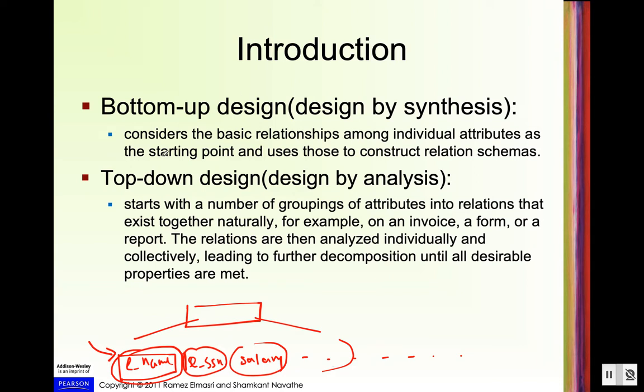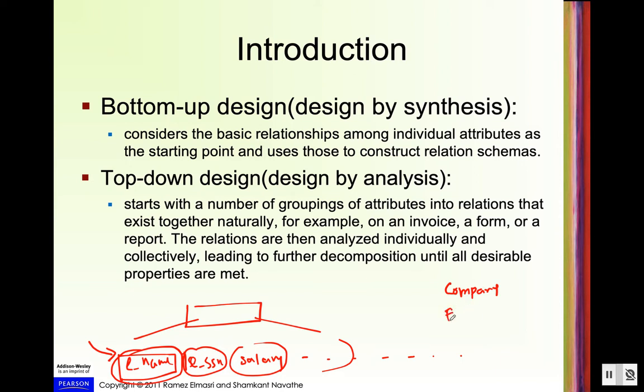Okay, but top down design is a different approach. It is known as design by analysis. That starts with a number of groupings of attributes into relations that exist together naturally. For example, I'm thinking about a company database. Now I can think about that my company database has, okay, my company database has, actually, what is the main idea to store in the company database.